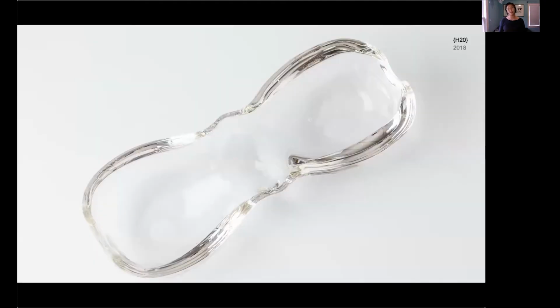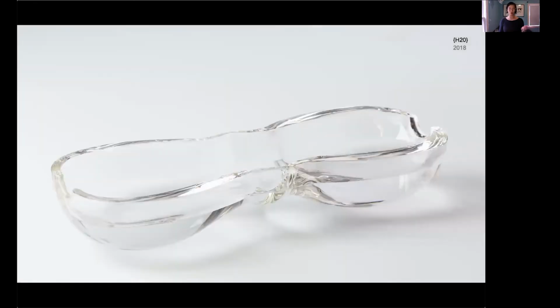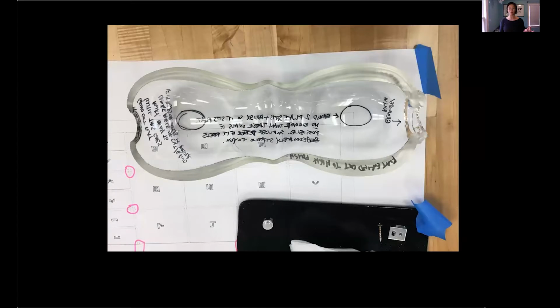This is a simpler work, kind of like a little pun I made called H2O, where I'm using the curvy bracket form as a way of making a vessel that would hold water along the cut in this direction. And I suppose to the glassblower's eye, this is interesting because the form itself is very counter to how the glass wants to behave.